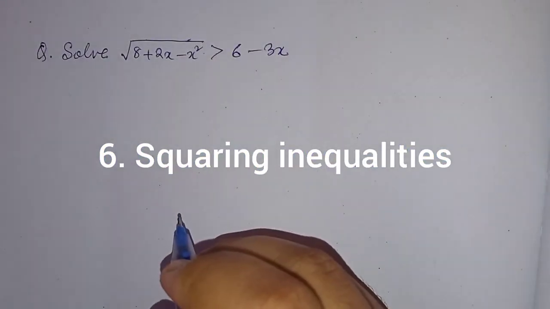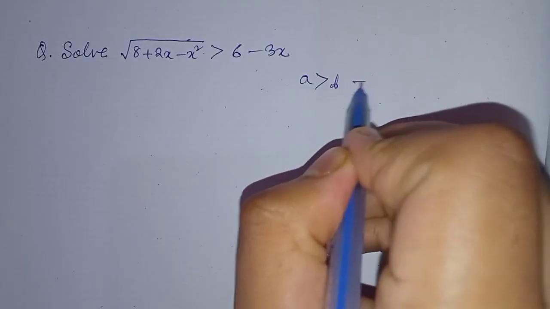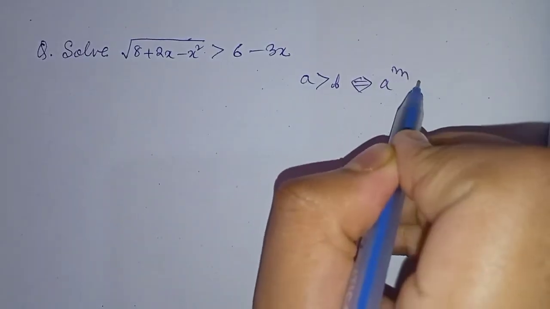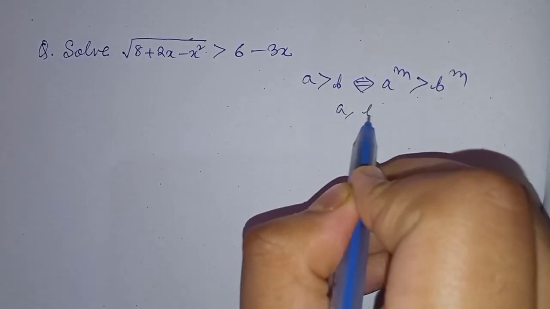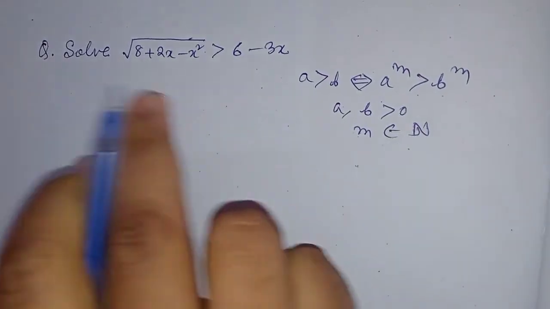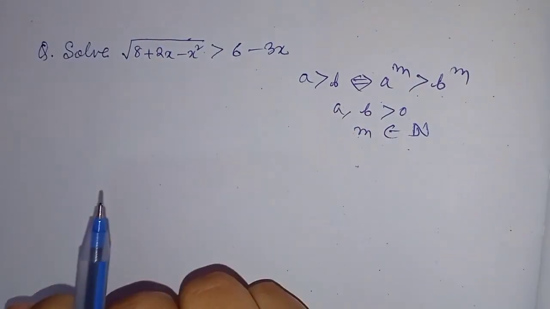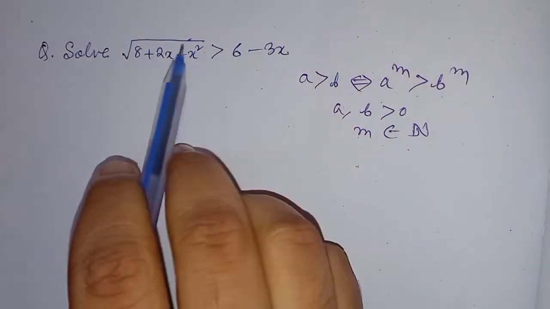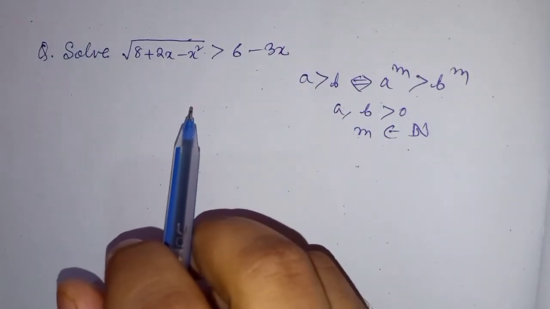One very important thing to note is that when a is greater than b, we can write a to the power m greater than b to the power m only when a and b are both greater than 0 and m belongs to the set of natural numbers. So squaring inequalities is possible only when both the terms are positive. If both sides are negative, we cannot directly square both sides of the inequality.